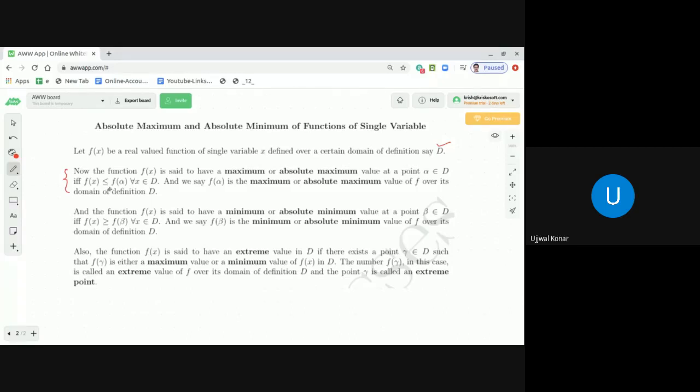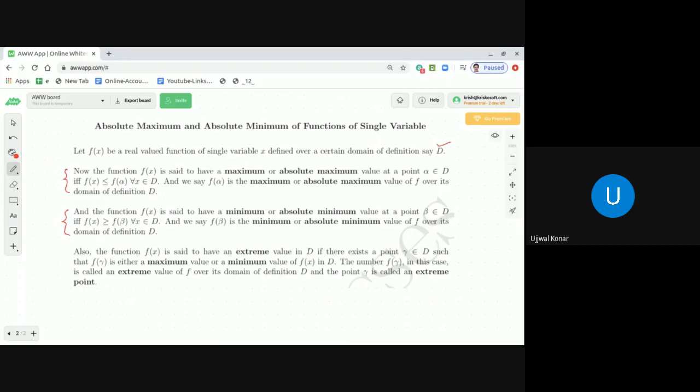In a similar manner, dear students, the function f(x) is said to have a minimum or absolute minimum value at a point beta belonging to D, where D is the domain of definition, if and only if f(x) is greater than or equal to f(beta) for all x belonging to D. And we say f(beta) is the minimum or absolute minimum value of f over its domain of definition D.